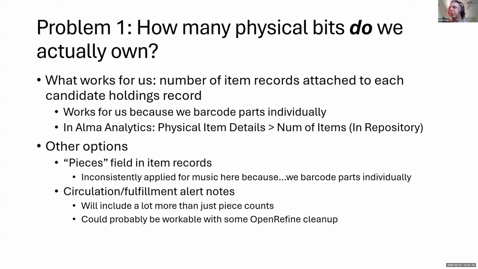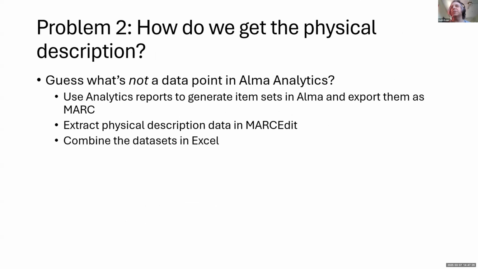Problem number 2 is how do we get the physical description? Because guess what's not a data point exposed in Alma Analytics? So at this point, things get a little bit Rube Goldbergian. We can use analytics reports to generate item sets in Alma, export those as MARC records, and then extract the physical description data using MarcEdit, and finally combine the data sets in Excel.